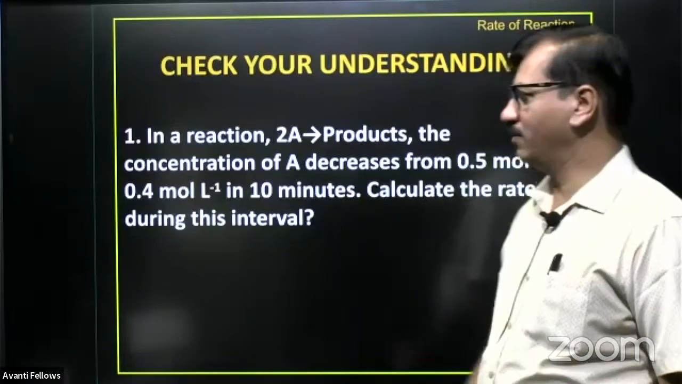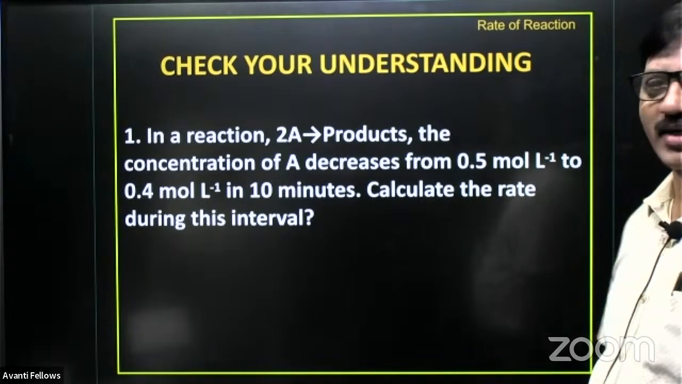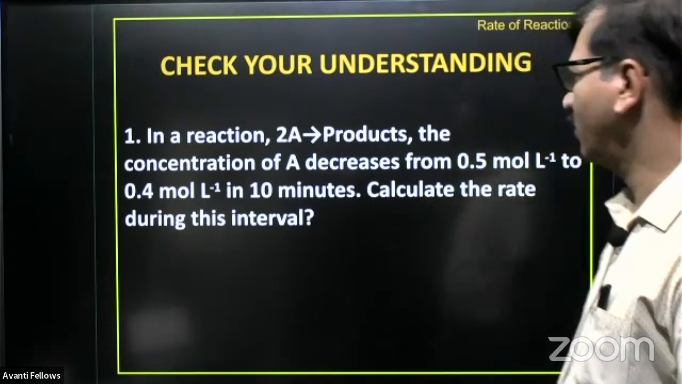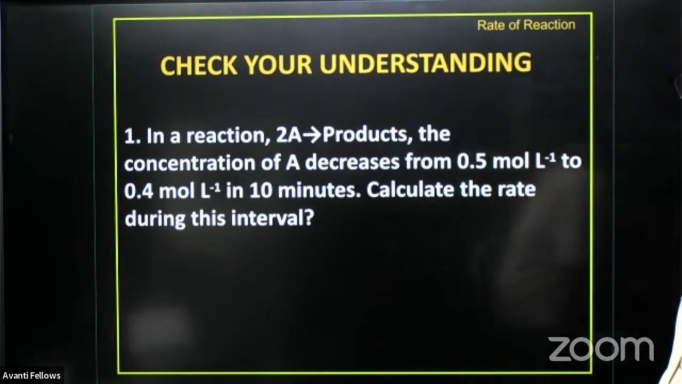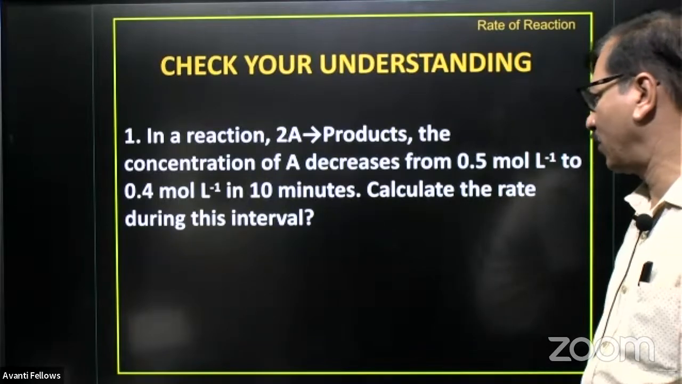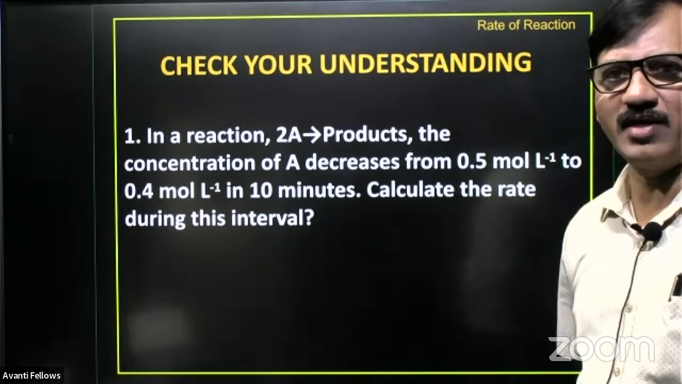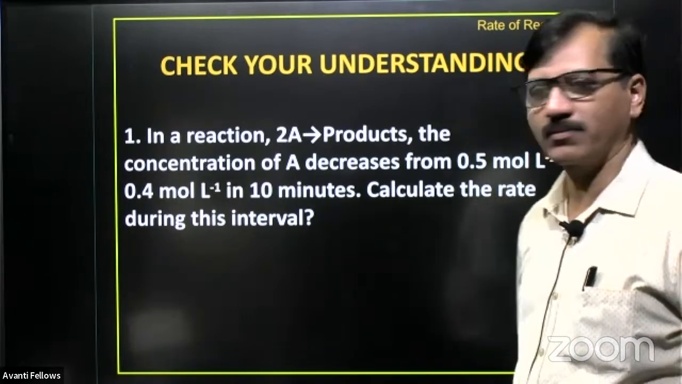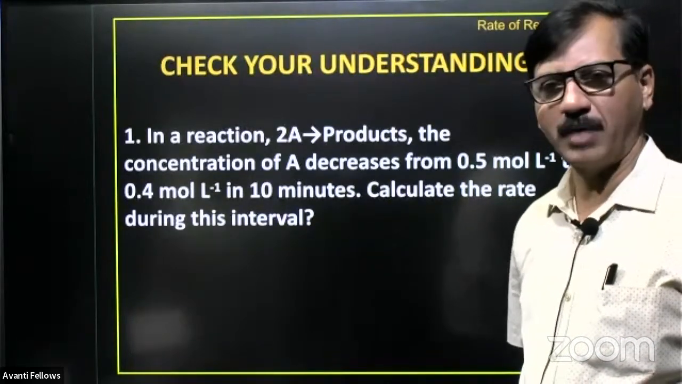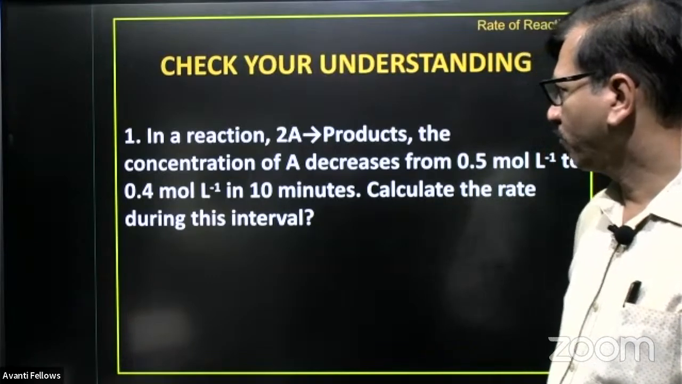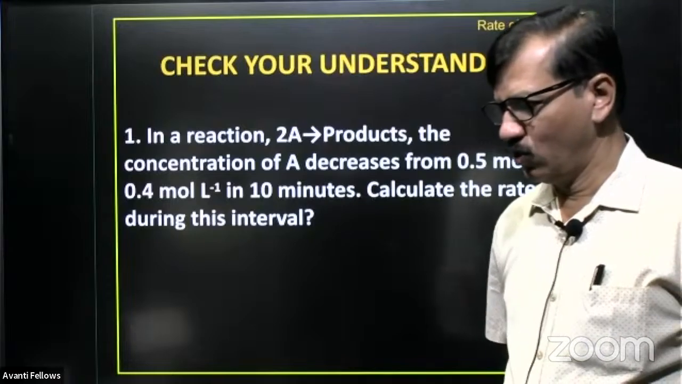Now, check your understanding. In a reaction, 2A gives rise to products. The concentration of A decreases from 0.5 moles per liter to 0.4 moles per liter in 10 minutes. Calculate the rate during this interval. Come on, use your paper. First, write the expression.